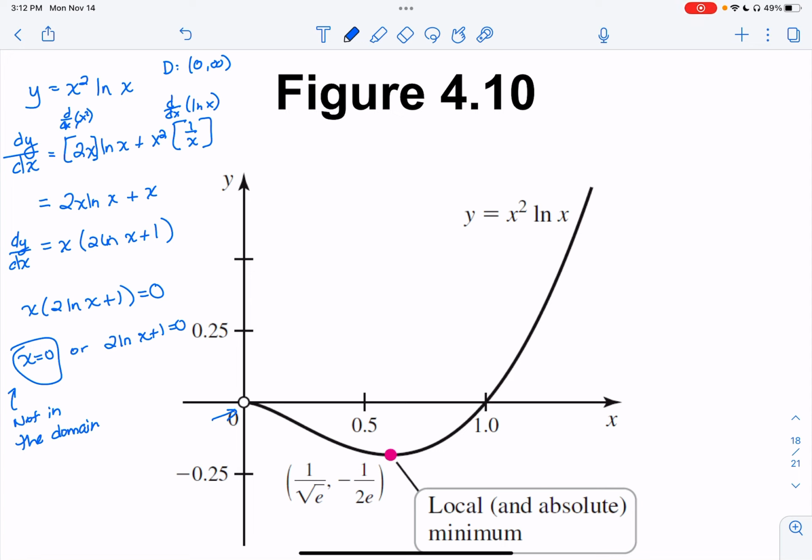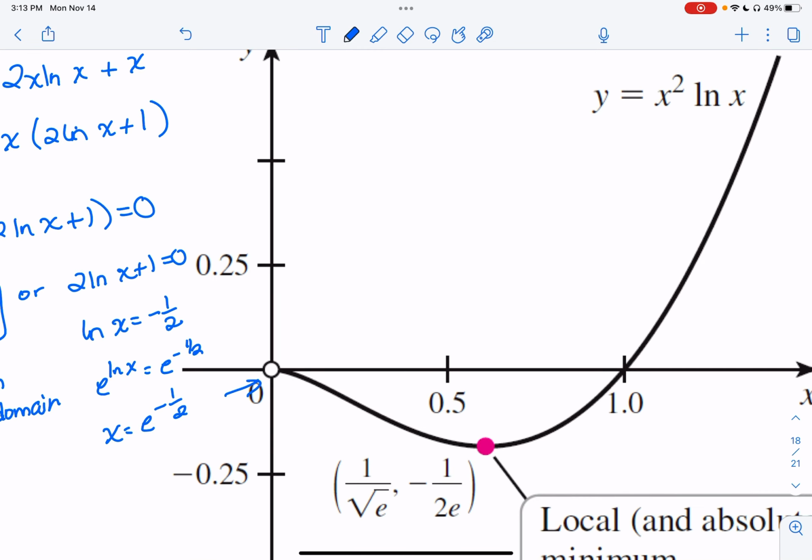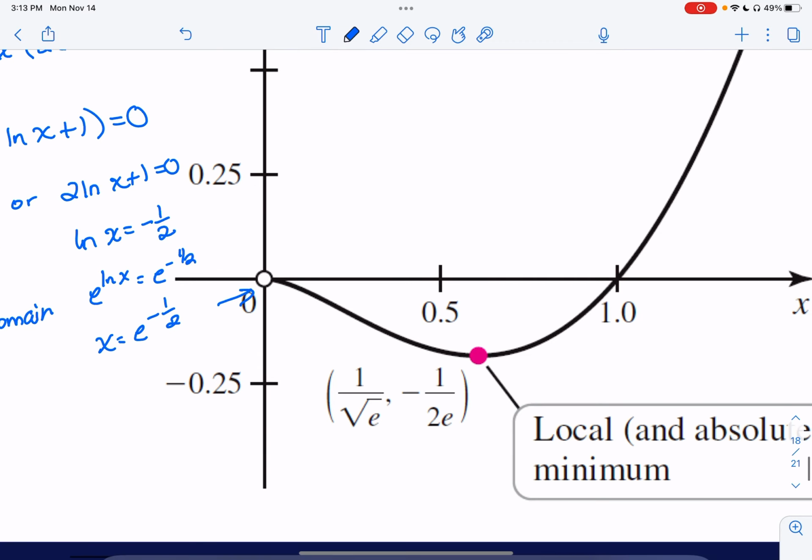If I look at my second one, what I end up with is the natural log of x is equal to negative 1/2 if I solve, right? Then if I take both sides to the e, I have e to the natural log of x is equal to e to the negative 1/2. So this becomes x equals e to the negative 1/2, which is the same as 1 over square root of e. So that's where you see this.